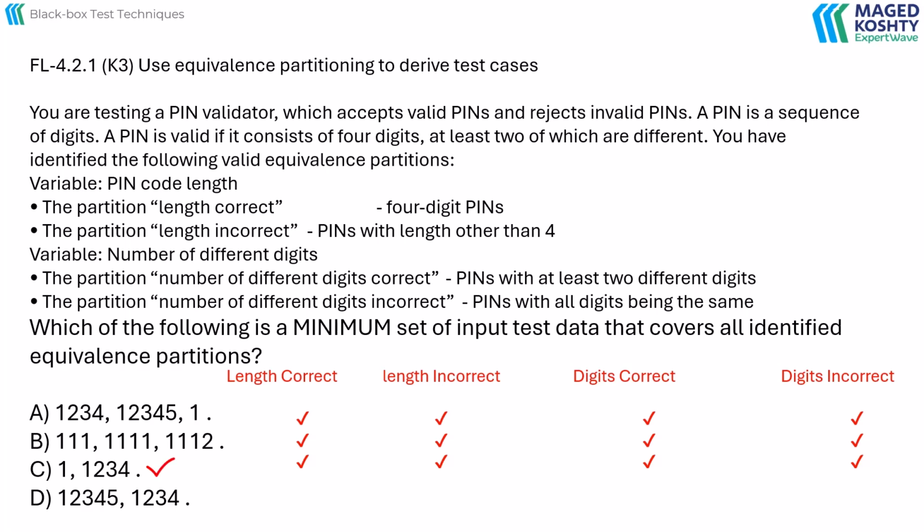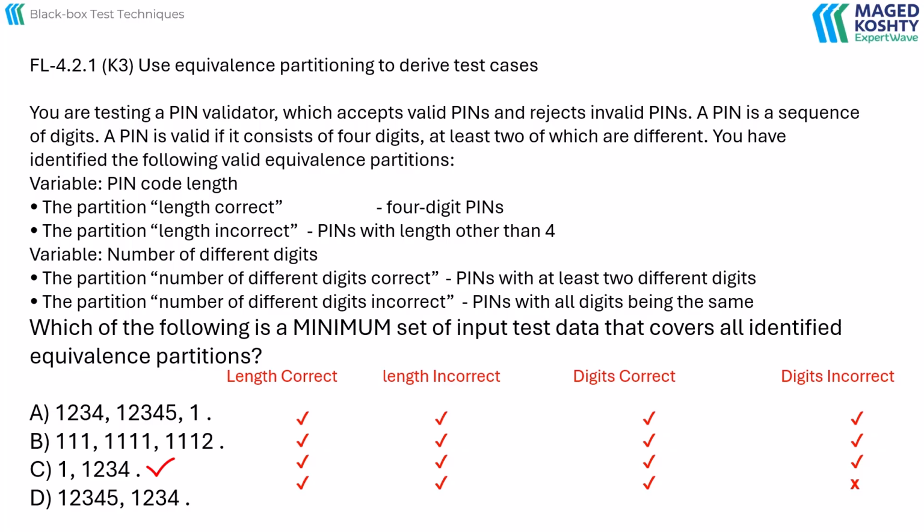D: 12,345, 1234. The partition length correct: 1234. The partition length incorrect: 12,345. The partition number of different digits correct: 1234. The partition number of different digits incorrect doesn't exist. Option D is not the correct answer. So the correct answer is C, which is the same answer as the model answer from ISTQB.